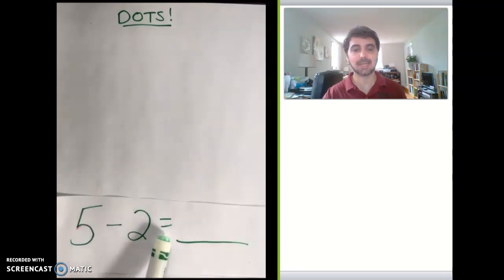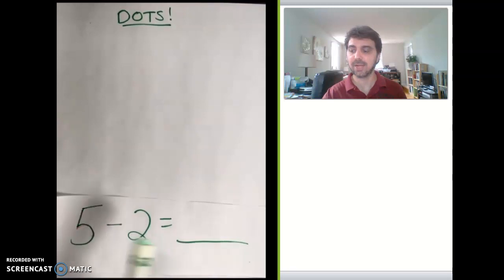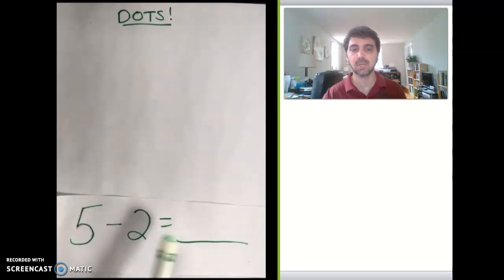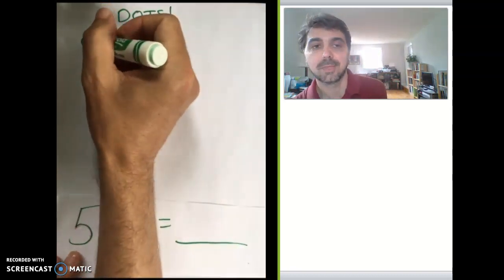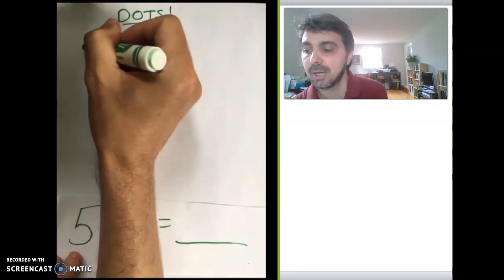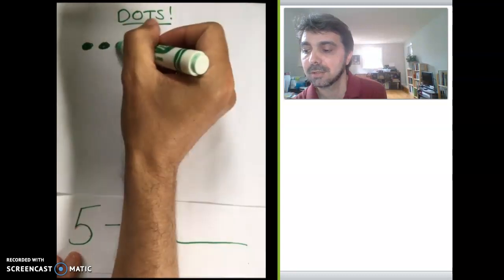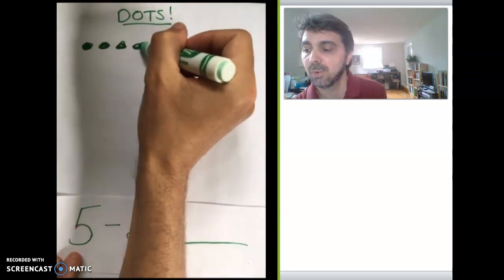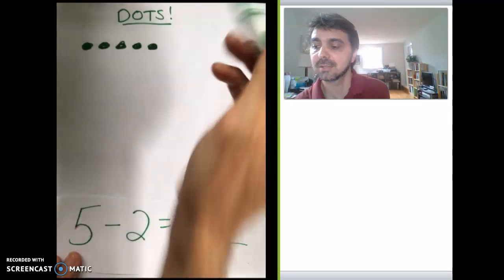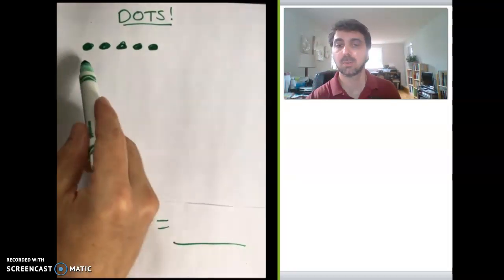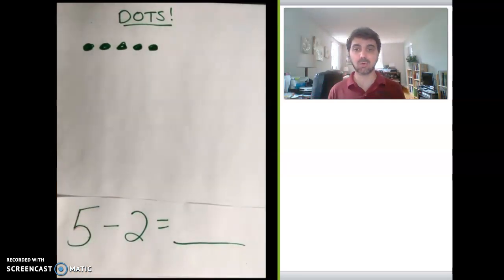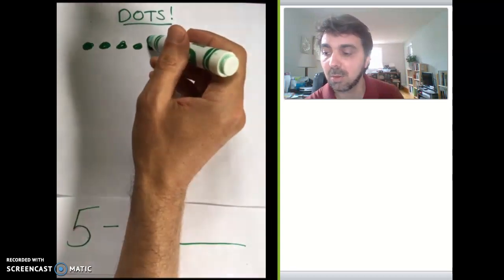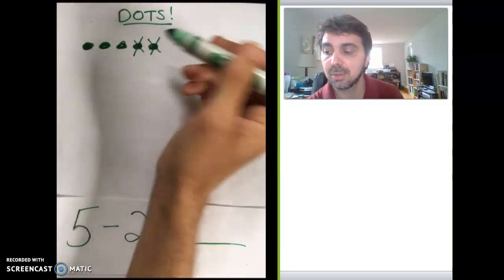So we're going to look at the first problem, which says 5 take away 2 is the same as what? So what if you have 5 of something and take away 2, what are we going to be left with? So I'm going to draw 5 dots: 1, 2, 3, 4, 5. Now I'm going to cross out 2 of them, just like I did with those balloons. I'm going to cross out 1, 2.